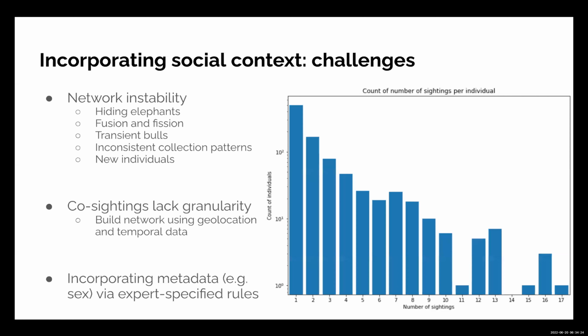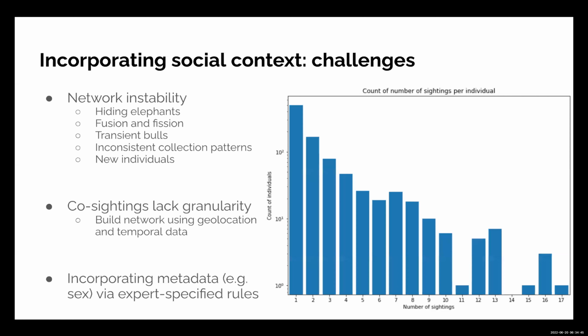And so then you have transient bulls. So the female social networks are stable, the males are not. There's inconsistent data collection patterns depending on different users. They might have different policies around this. And there's new individuals all the time. And one of the things is that the co-sightings themselves lack granularity.